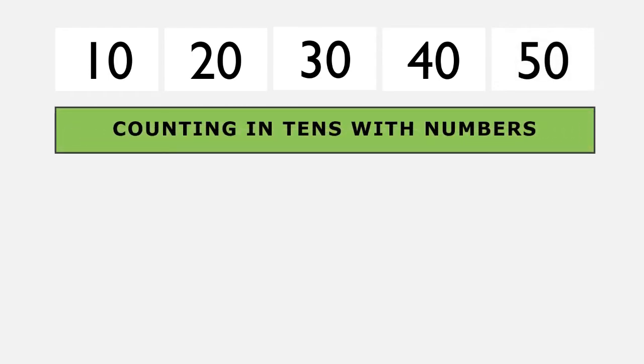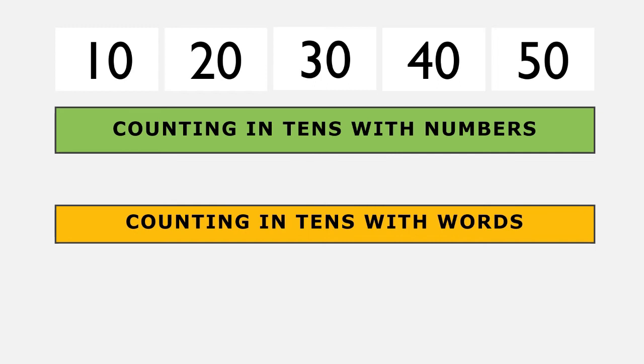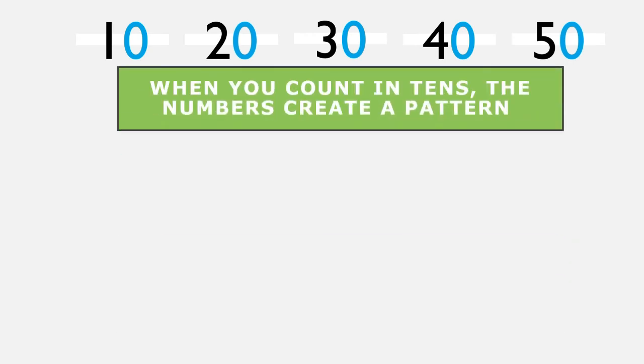This is counting in tens with numbers. And counting in tens with words, we can write 10, 20, 30, 40, and 50. Look at the numbers.